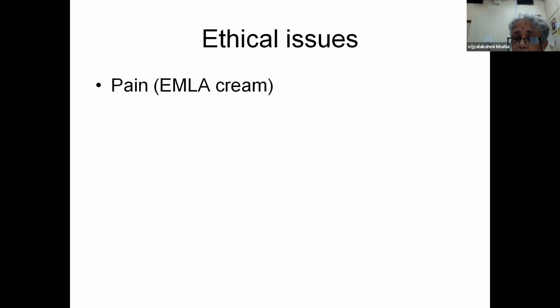Coming to ethical issues, we can use EMLA cream or xylocaine jelly applied before we are going to apply a Vigo or take a blood sample or do a bone marrow. Of course, infiltration with xylocaine. But even for IV sample and IV placement, we can use EMLA cream. Consent is a big issue. Those of you, when you do research projects and write your ethics committee submission, you will see that children are a vulnerable group.